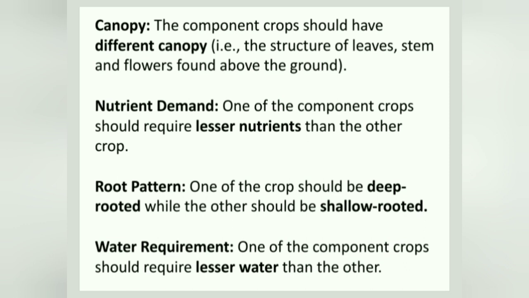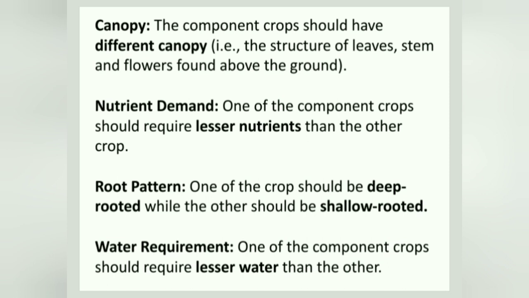Next is about nutrient demand. One crop should take less nutrients, the other crop should take a larger amount of nutrients, or a crop should be selected where the same nutrient requirement should not be taken by both. Next is root pattern. One crop should have a deep root, the other one should be selected in such a way that it will utilize the nutrients from the topsoil, that is shallow rooted.